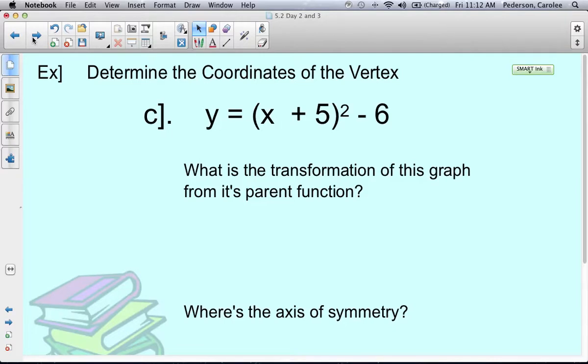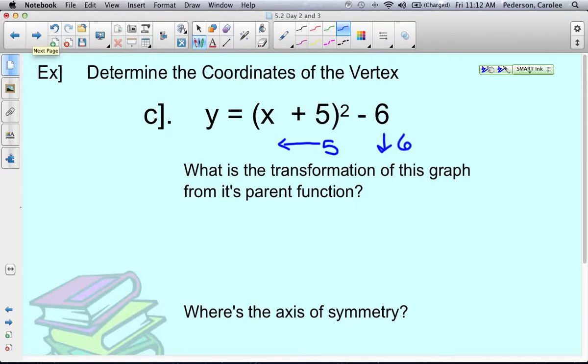Last example, find the coordinates of this vertex. This is what we call now vertex form. I would recommend you write down this last example in our lesson. If I asked you what the transformation is from its parent function, notice there's two things happening. If we look inside of the function, there's a plus 5, x plus 5. So remember, that shifts the graph 5 units to the left. Then the minus 6 is outside the function, it's at the end. That shifts it down 6 units.